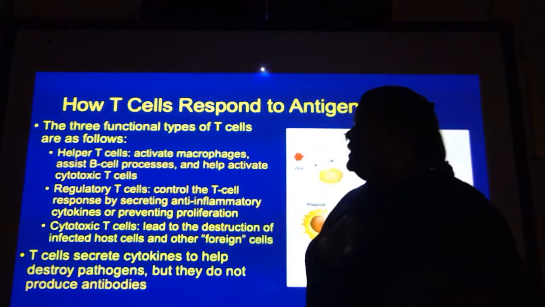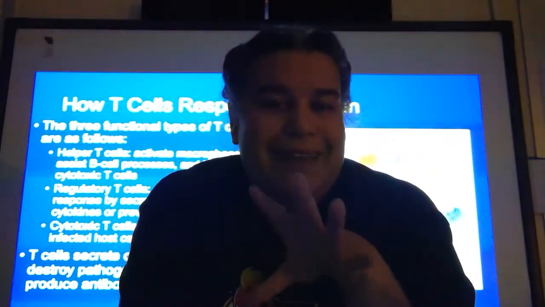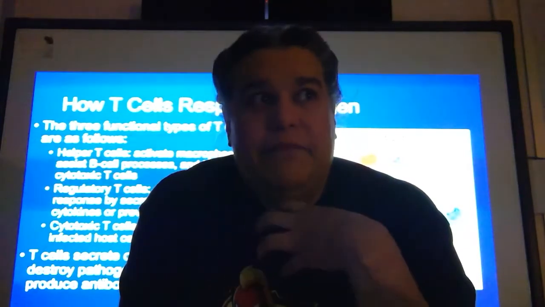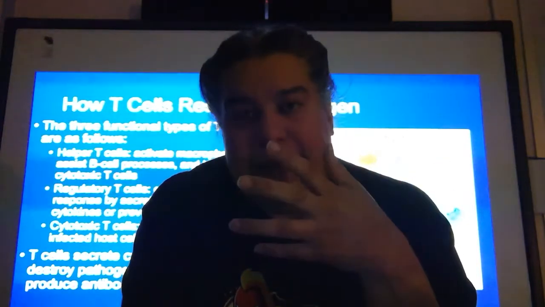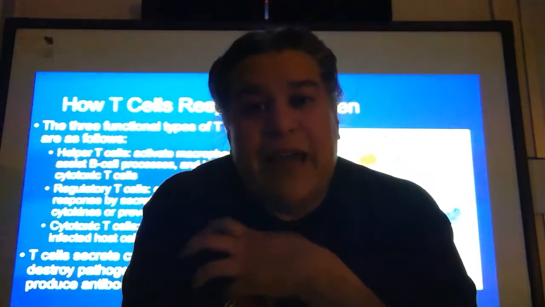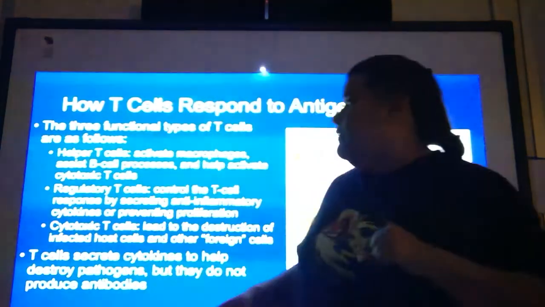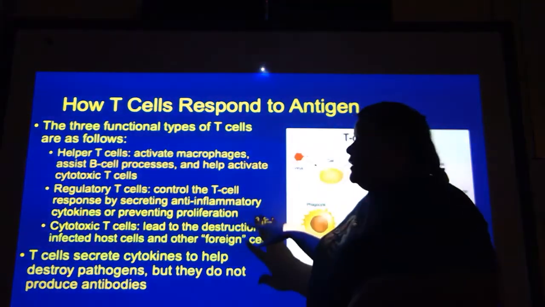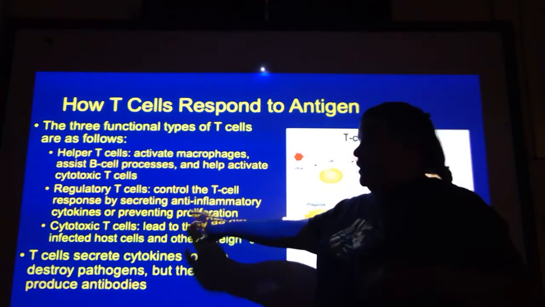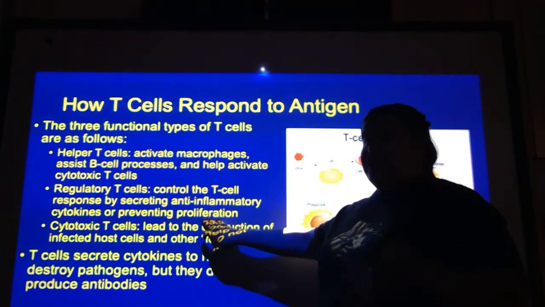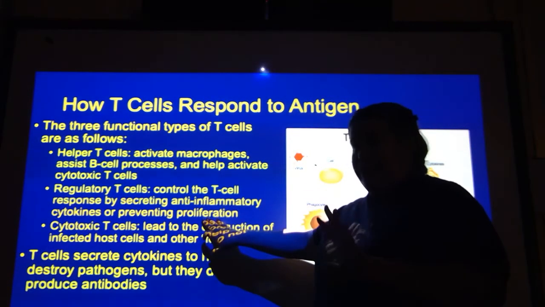Regulatory T cells. These are kind of the guys that are going, dude, calm down. If your body has already taken care of an infection and it's under control and we don't need any more inflammatory chemicals and things like that, our regulatory T cells actually secrete chemicals that decrease the reaction that's happening. That's why we call them regulatory. They control the T cell response by secreting anti-inflammatory chemicals or cytokines, and they prevent proliferation. If the invader's already dying, I don't need bigger armies. My army is big enough.